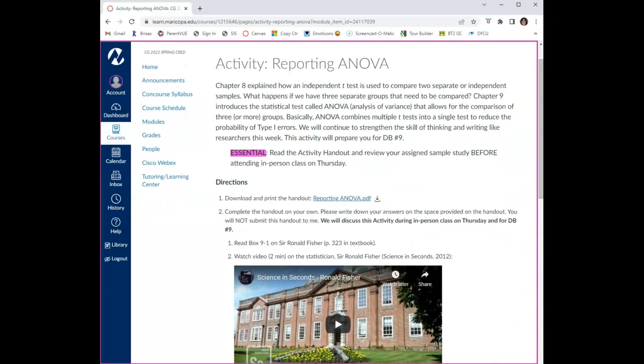This week's activity is on reporting ANOVA. We will continue to strengthen the skill of thinking and writing like researchers this week. This activity will give you an opportunity to practice writing summary and interpretation statements for a hypothesis test with a one-way ANOVA. Each student will be assigned 1 sample research study to work on and share their statements with the class in discussion board number 9. Please note the essential heading, read the activity handout, and review your assigned sample study before attending in-person class on Thursday.